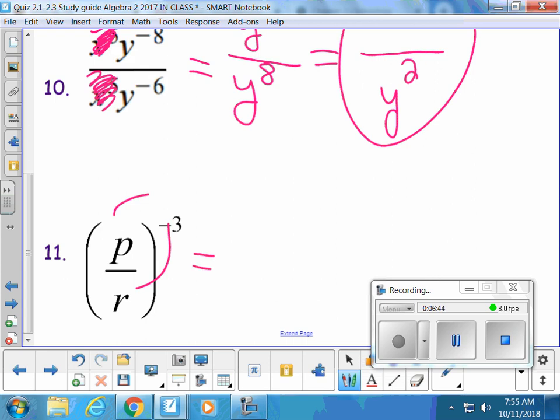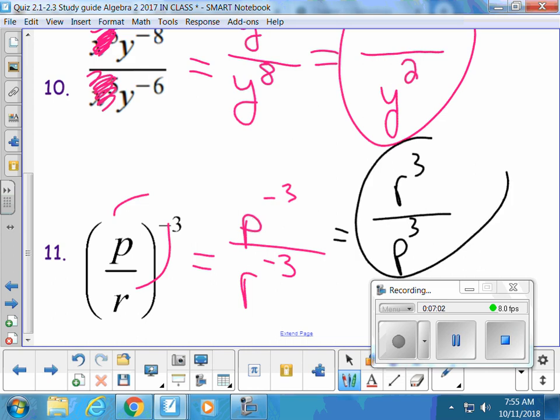So we're going to distribute that negative 3 to the P, distribute the negative 3 to the R. That gives us that. So it has to distribute to both. And at this point, we get to flip and make it positive. You're going to flip the P to the bottom, make him positive. Flip the R to the top, make that exponent positive. And you're done.